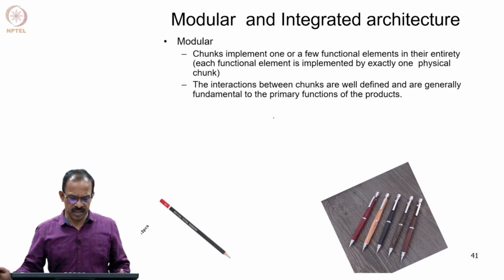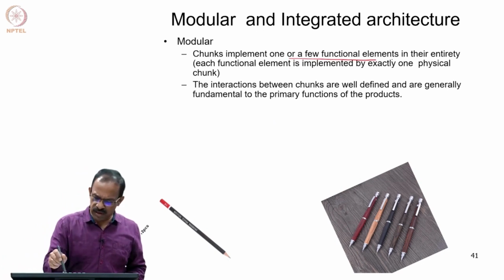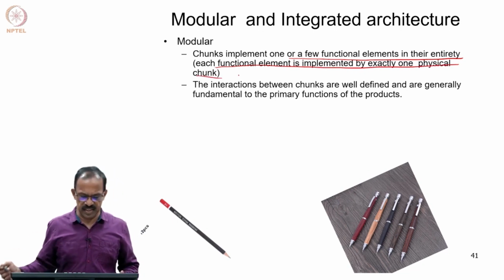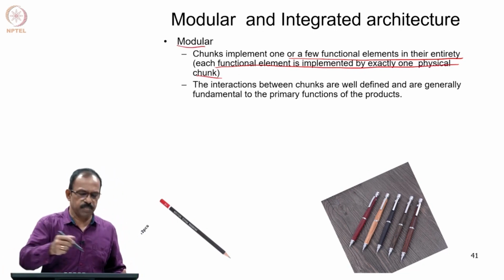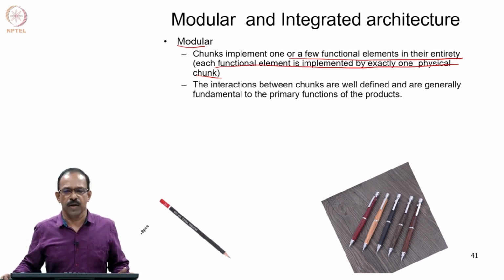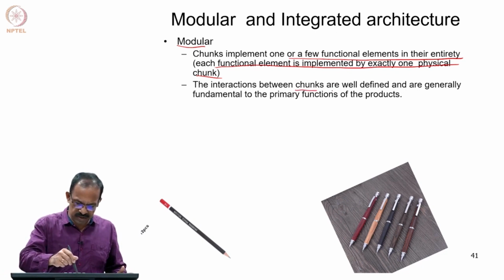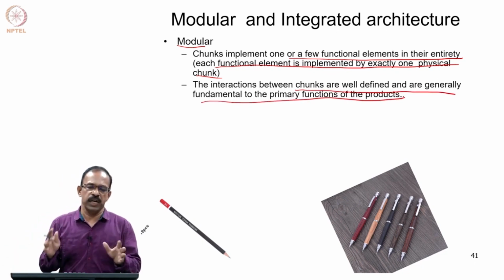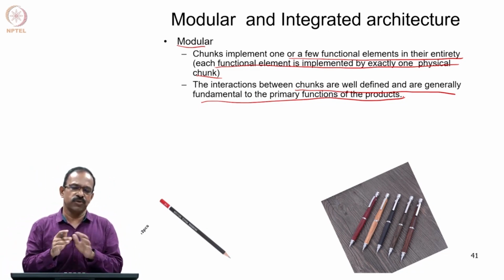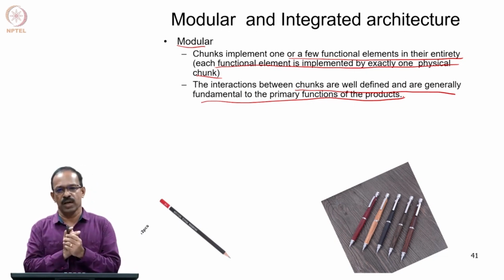In a modular architecture, the chunks implement one or a few functional elements in their entirety. Each functional element is a physical chunk; that is the modular one. So, you have multiple physical blocks, physical elements implementing the functions to get the overall function of the product. Then the interactions between the chunks are well defined and are generally fundamental to the primary function of the product. So, if you have multiple physical elements and the function of each one is well defined, you know how it can be integrated into the main building block.